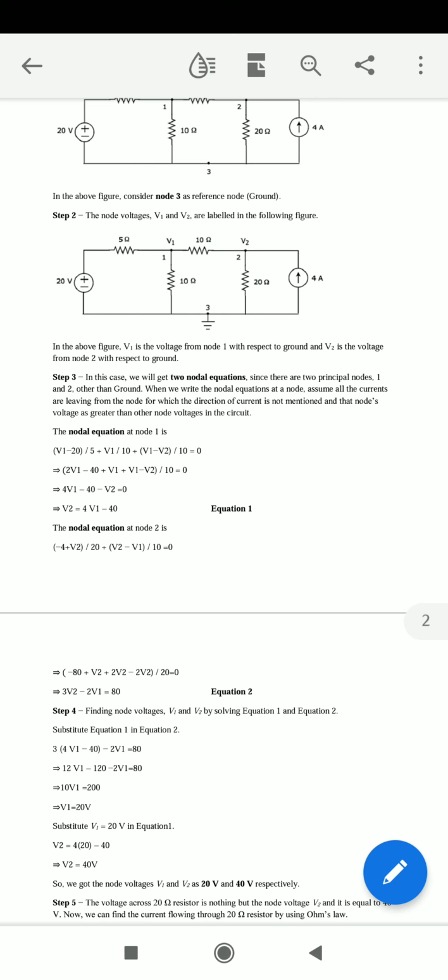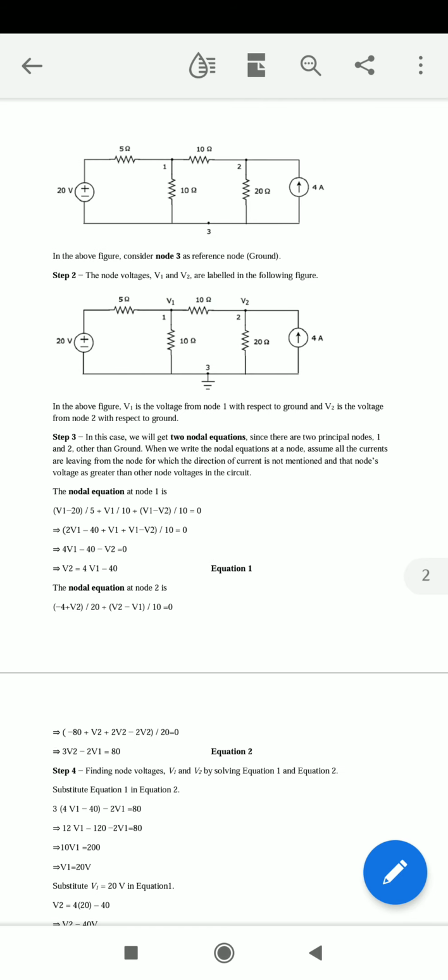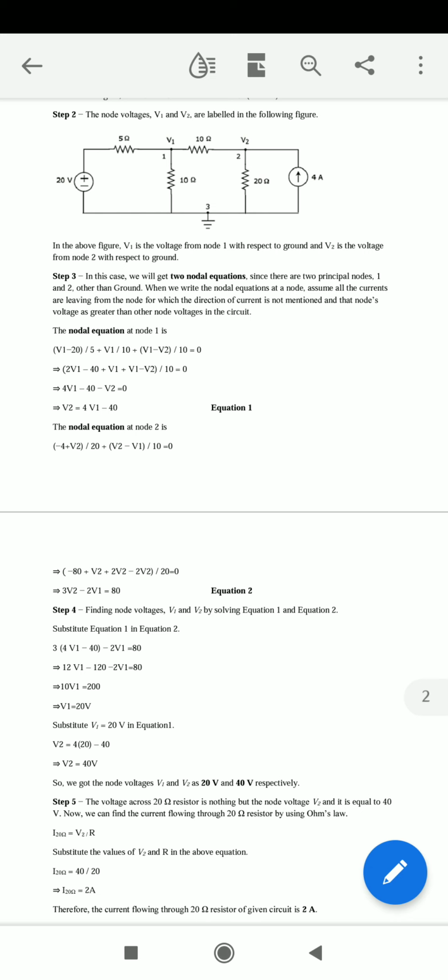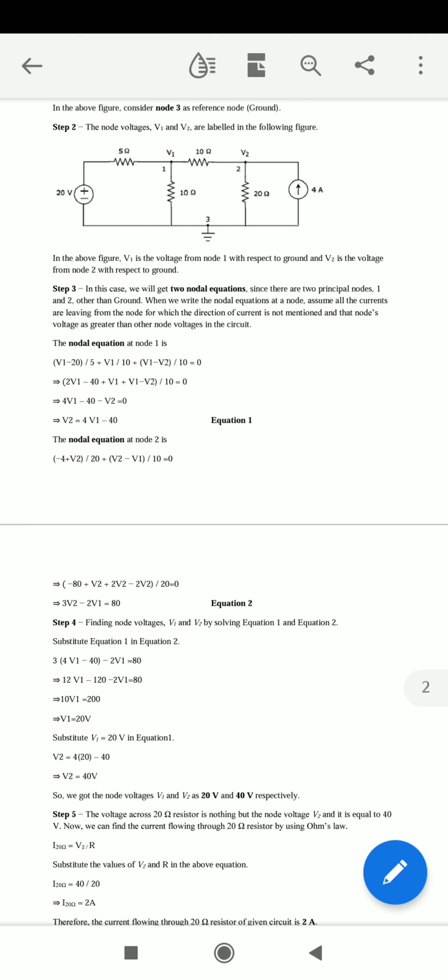V1 minus 20: the 5 ohm resistor is connected between two voltage sources, one is 20 volt and the other is V1. V1 is dominated by 20 volt, so the current is V1 minus 20 divided by 5 ohm, V by R. The difference between the two voltages is the drop across the 5 ohm resistor. So V1 minus 20 divided by 5, plus V1 minus V3 divided by 10.